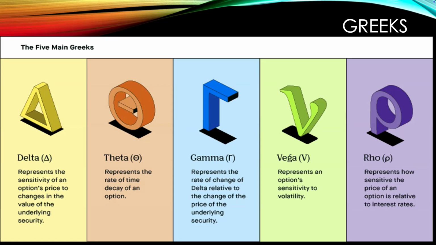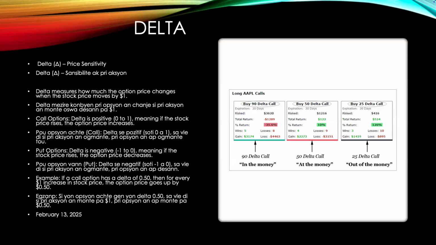I'm going to teach you to do this, so don't worry. Then we have the vega, representing an option's sensitivity to volatility. Then we have the rho, which represents how sensitive the price of the option is to the interest rate. Now let me show you the first. We're going to do two, and then we're going to stop at the two. Let's do delta. We're going to identify delta.